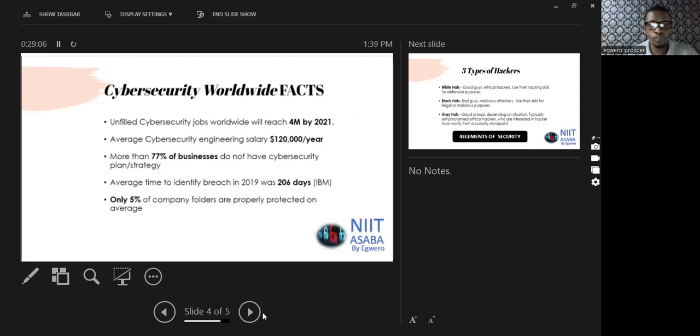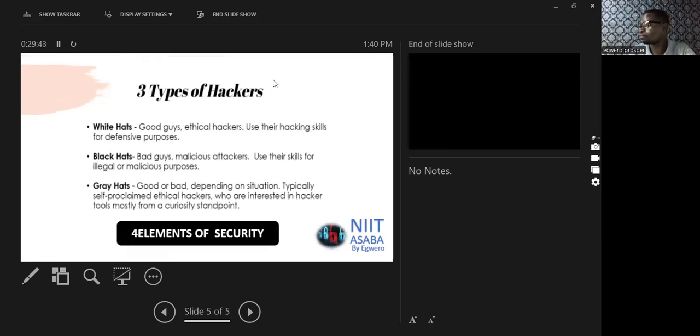Only 5% of company folders are probably protected on average. When we say company folder, a company website has a folder on the internet holding its data. And we are saying that out of all the websites you know, only 5% of them are protected. So you see the reason why the black hat hackers are making money in a bad way, because there are a lot of vulnerabilities. They know all these things. That is why they are still there. And that is why we are coming up to apprehend them.